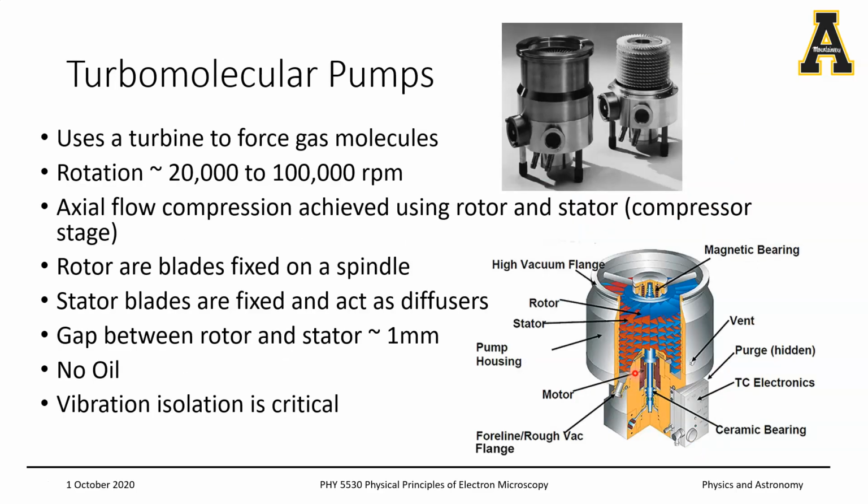Turbomolecular pumps are in stark contrast to the diffusion pumps that we just discussed. These are composed of extremely fast moving parts. So there's a lot of mechanical motion inside. Typically, this is how a turbomolecular pump would look. And if you take off the outside casing, you're looking at these blades that rotate at anywhere between 20,000 to 100,000 revolutions per minute, which is extremely fast.